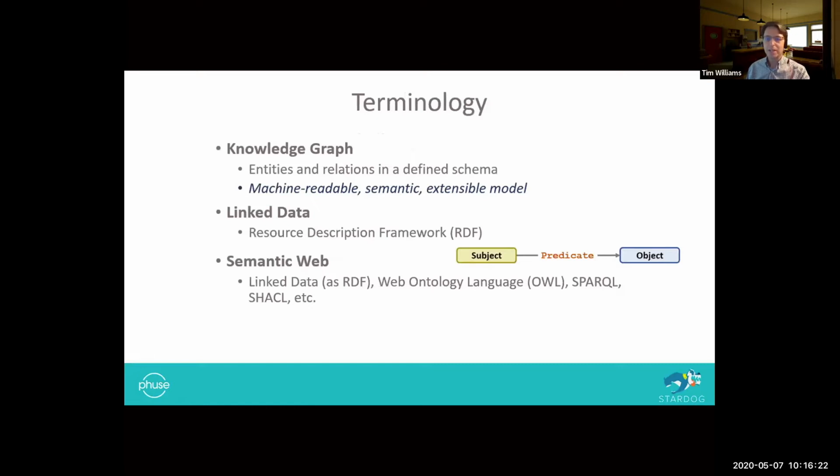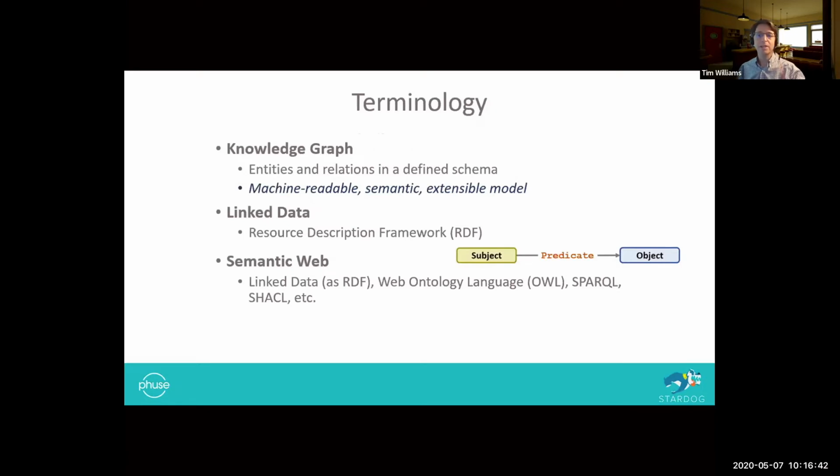I will keep today's talk at a general level, but there are a few terms to define because some often have more than one definition. I define a knowledge graph as containing entities and relationships between those entities in a defined schema.